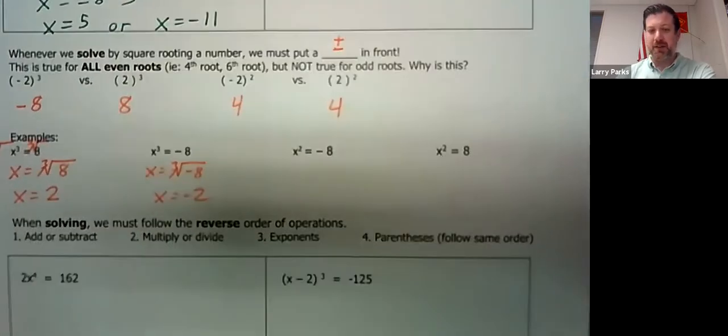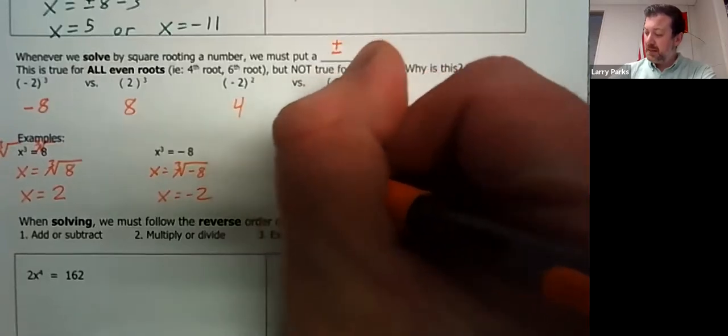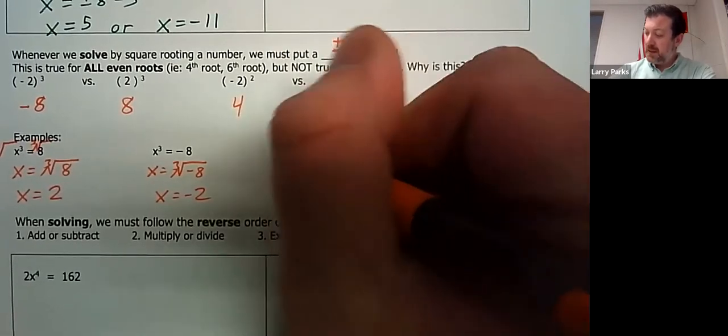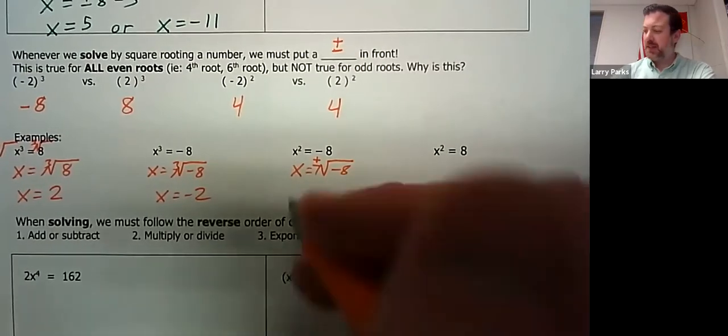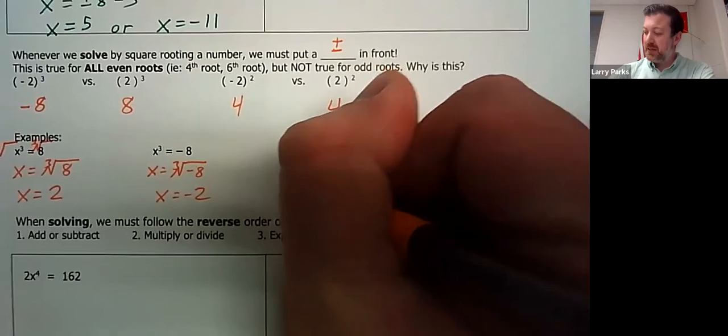Here, take the square root of both sides. But I must put positive and negative, but you can't take the square root of a negative number, so you put no real solution.